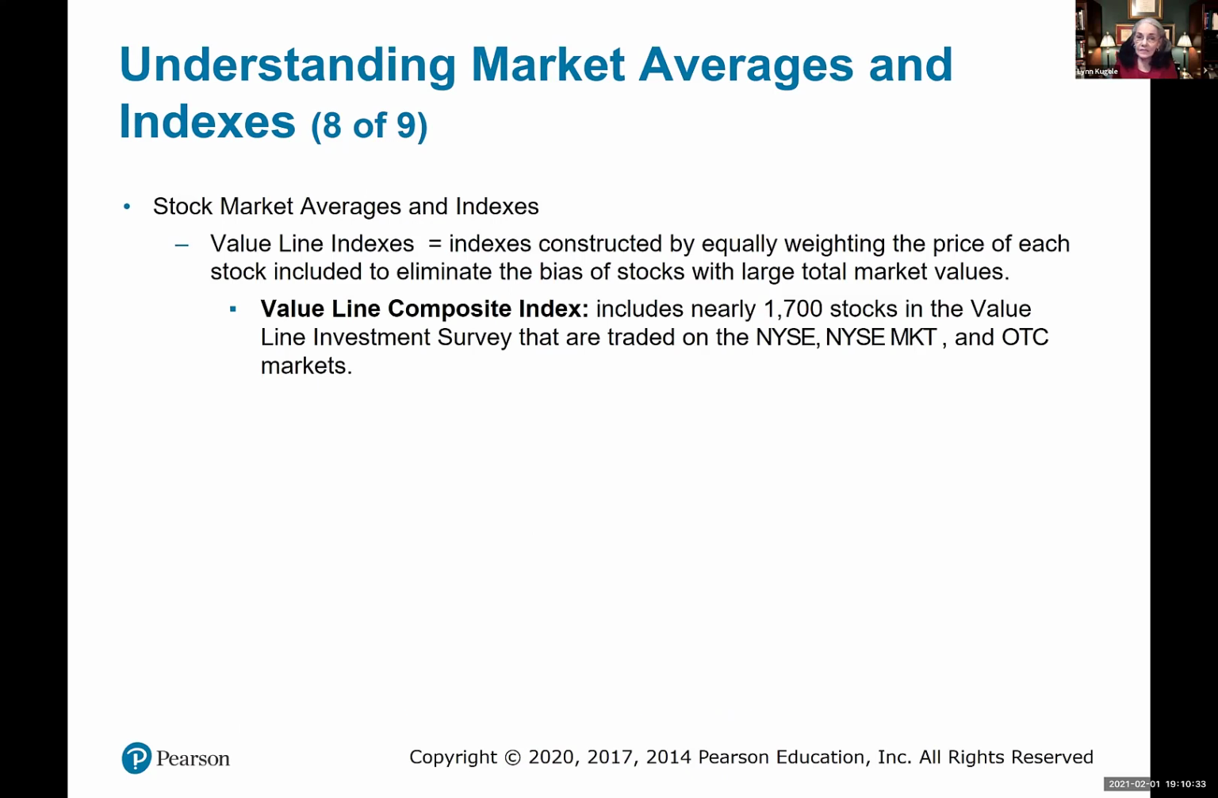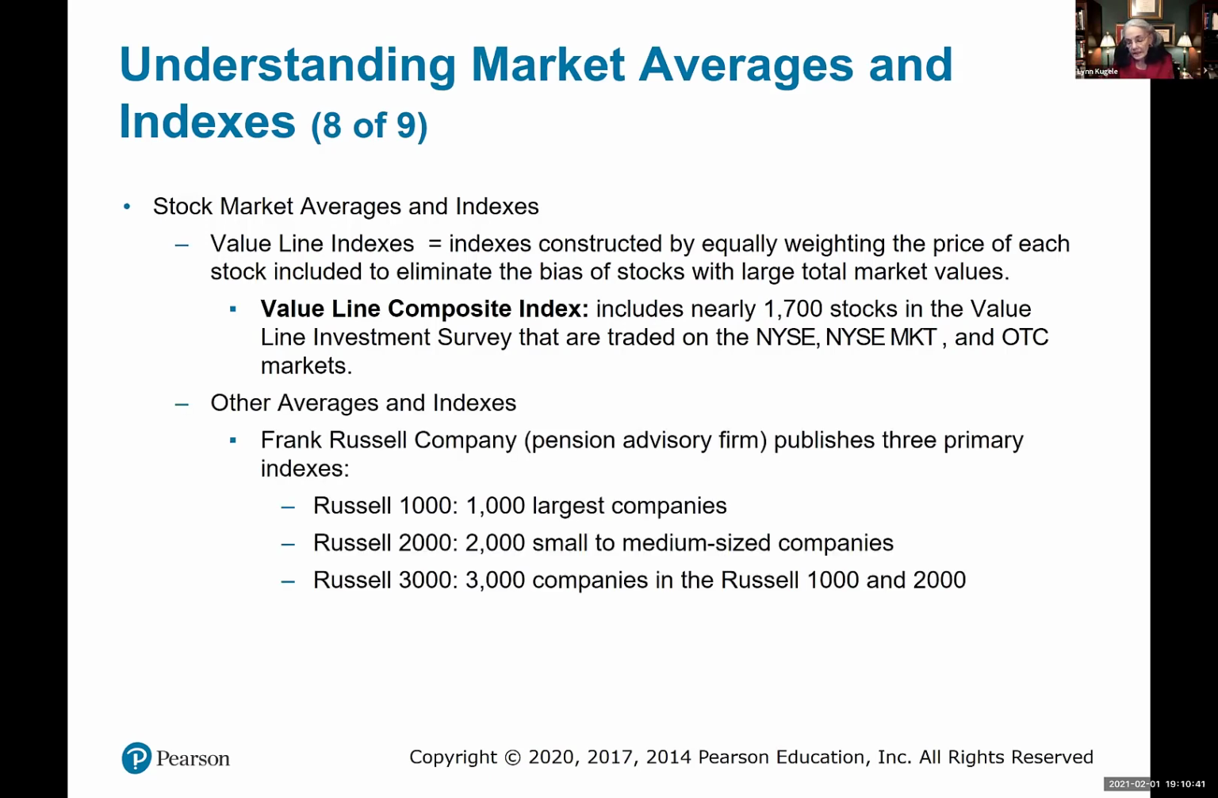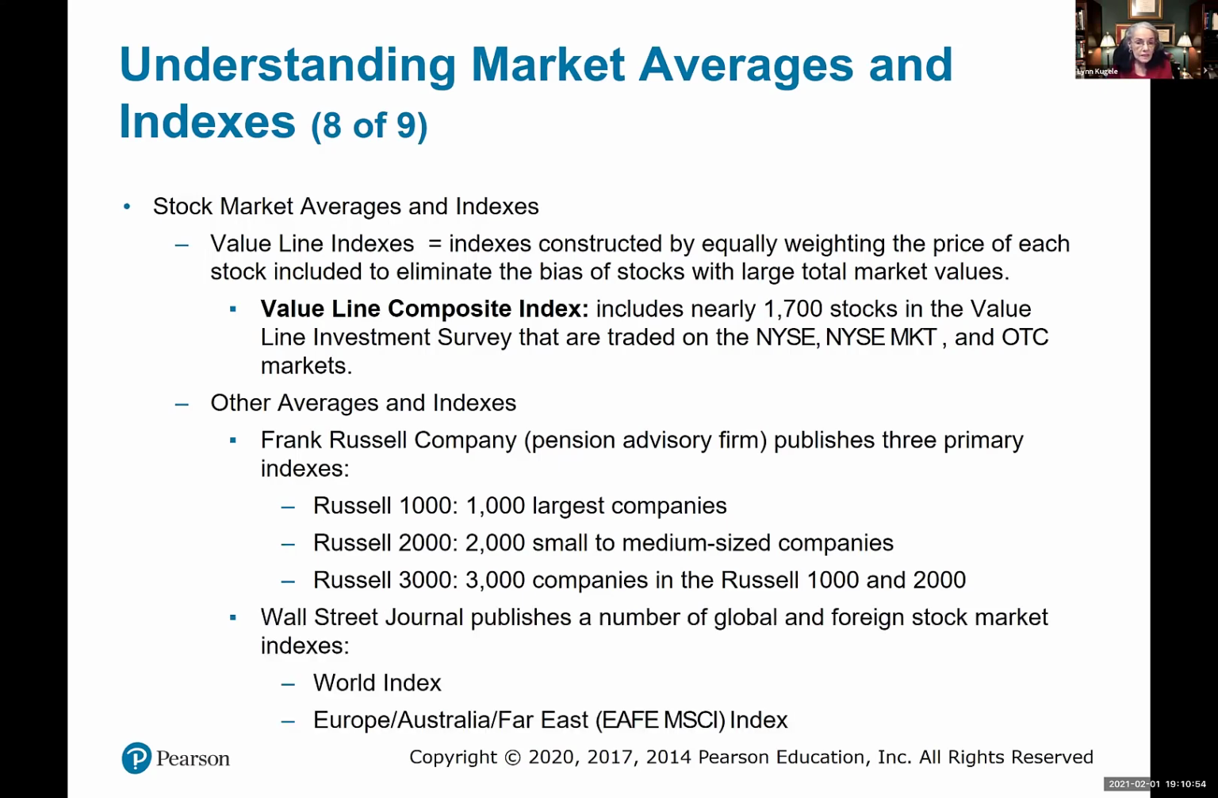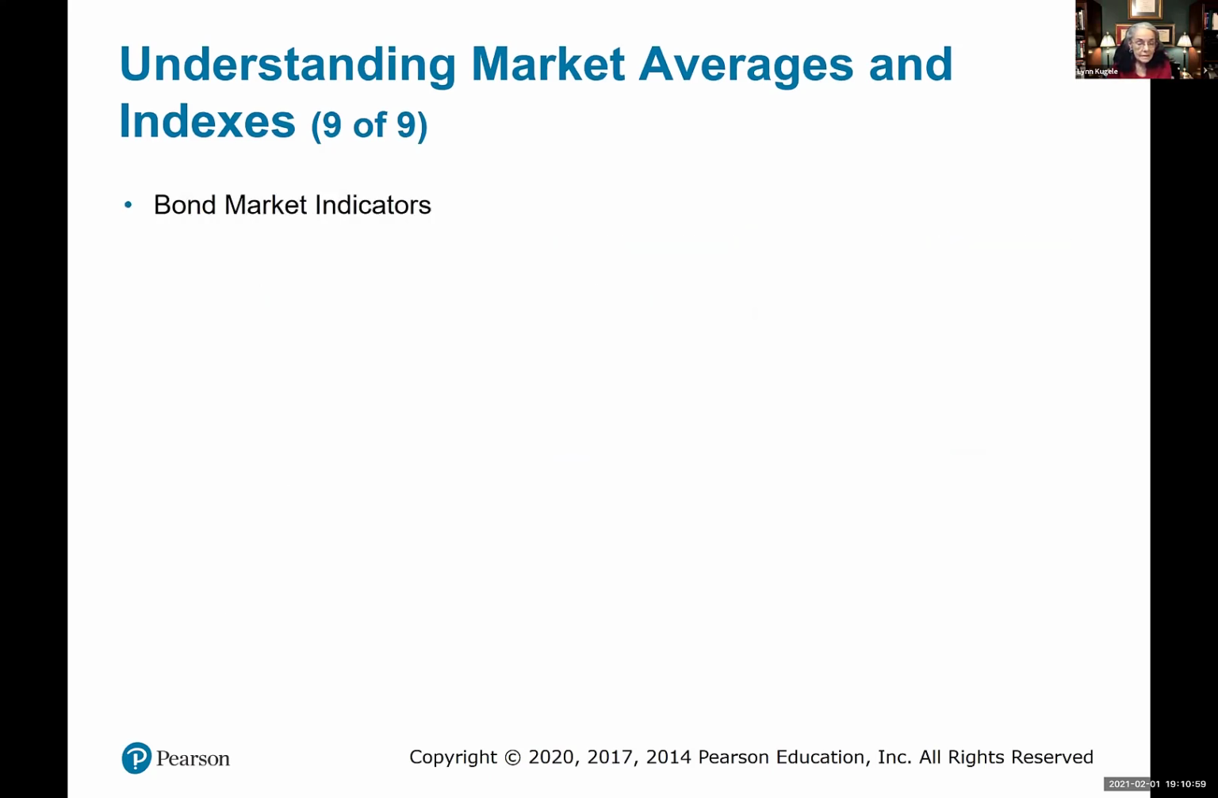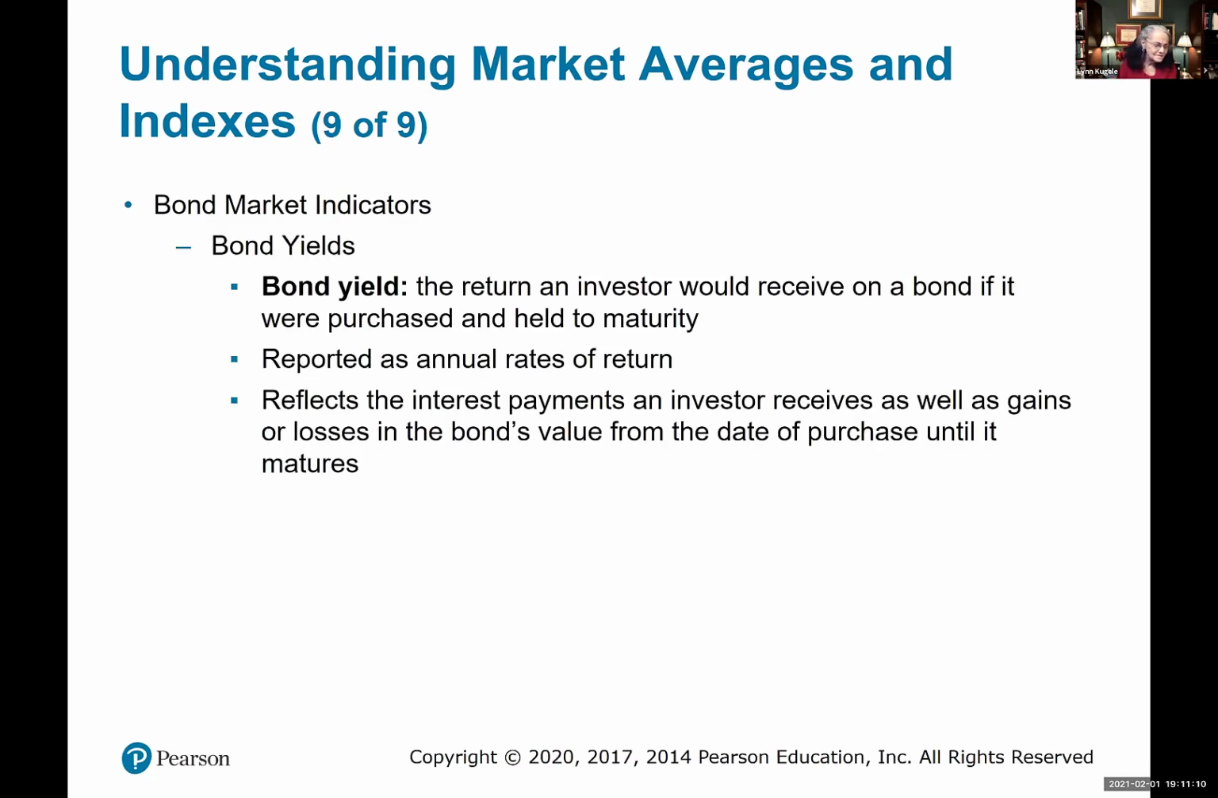Now, Value Line has indexes. They include 1,700 stocks in the Value Line survey, traded from all different places. And the Frank Russell, you hear about the Russell 3000? The 1,000 are large companies. The 2,000 are small to medium. The 3,000 are all of them. And the Wall Street Journal has indexes too, world and European, Australian, Far East. What that tells you is, however your portfolio is aimed, there is an index similar to it that you can use as a benchmark.